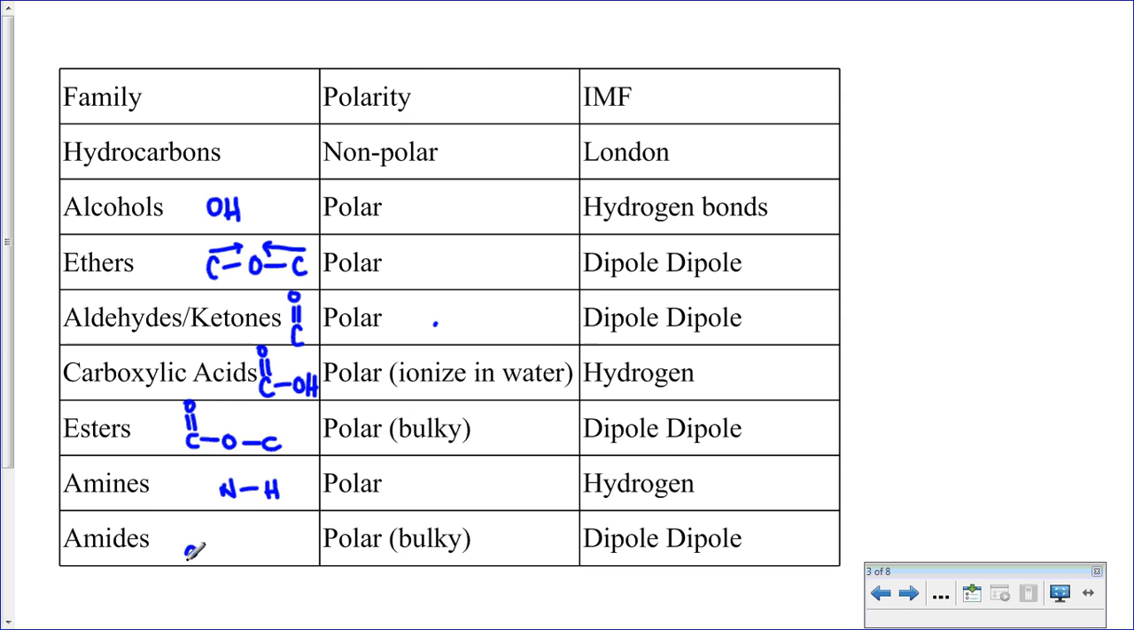Amides, like esters, have the C double bonded to O, and in place of the oxygen, they have a nitrogen. So what happens in this case is, again, we have these bulky molecules that do have polarity. They're going to have low solubility because of their bulkiness, which we'll discuss a little bit later when we look closely at properties.